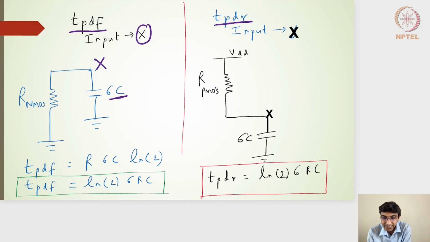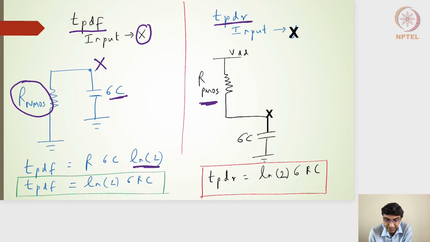And for the rising, it is nothing but the PMOS transistor switching resistance, which makes sure that the X node is reached to the VDD level, and that's why I have the PMOS transistor wherever I want the rising propagation delay. I need the switching resistance of the PMOS transistor, which is connected to the VDD. Here the R switching NMOS resistance is connected to the ground. So the propagation delay falling will be nothing but the switching resistance multiplied by the capacitance of 6C.